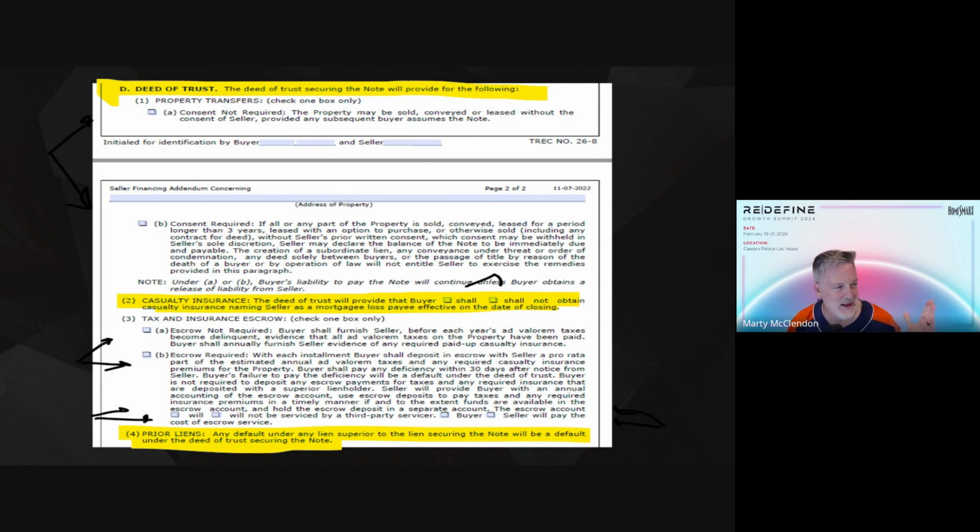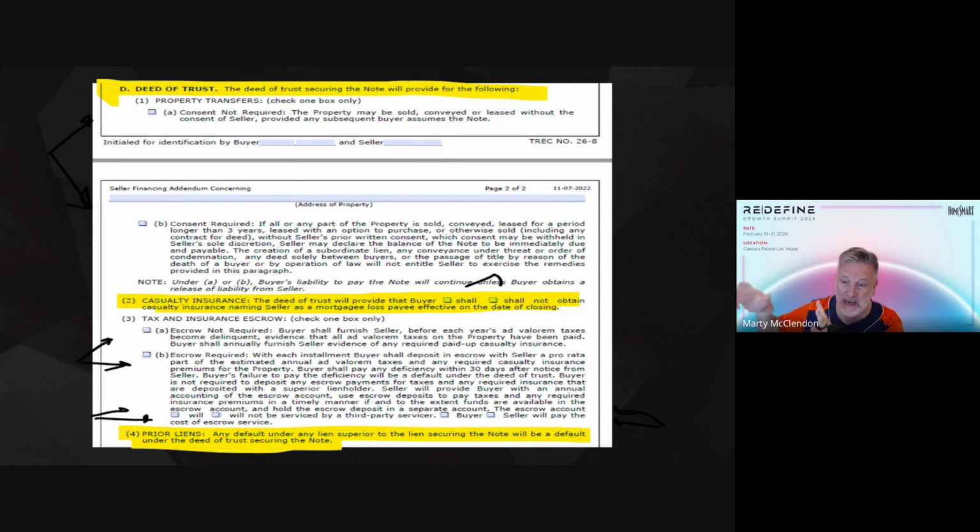It says, couple questions here. The first section, paragraph 1 says property transfers. It's either or. So does the buyer, that says consent not required. Property may be sold, conveyed, or leased without the consent of the seller, provided any subsequent buyer assumes the note. So can the buyer sell the property while they're in this seller financing condition to another buyer, and do they need the seller's consent to do so?